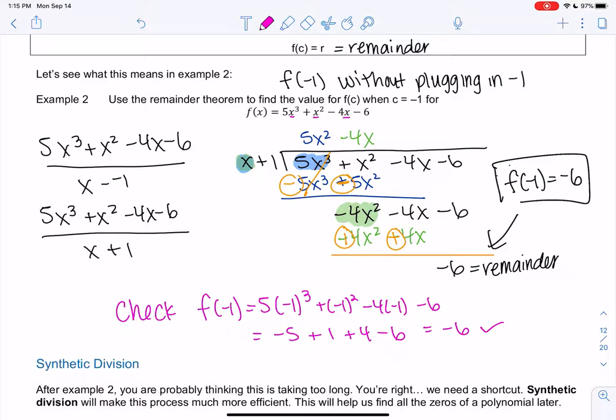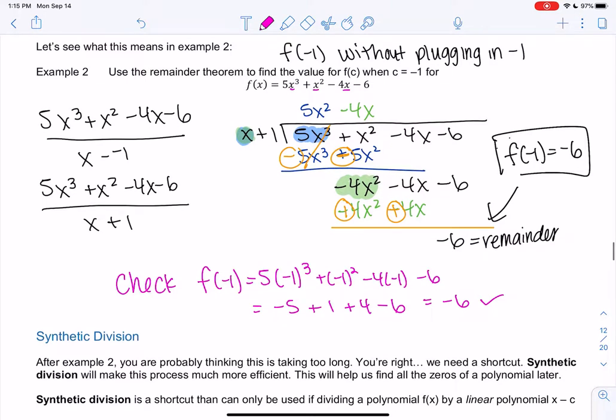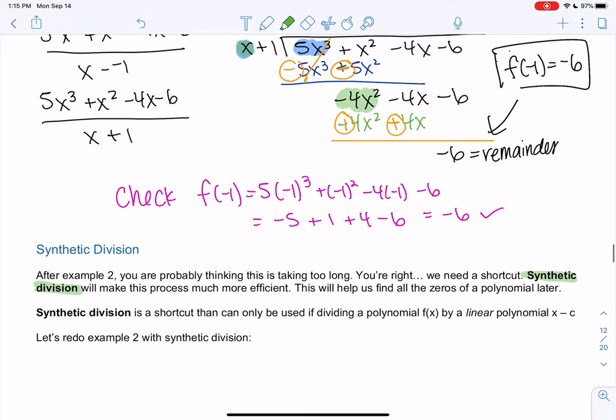So you're probably like, that's way too long. Why would we do this? Right? We talked about that a little bit. So we're going to introduce a shortcut. It's called synthetic division. It's going to make the process much more efficient, and it's going to be really helpful when we're finding all the zeros of a polynomial. So let's check out synthetic division.